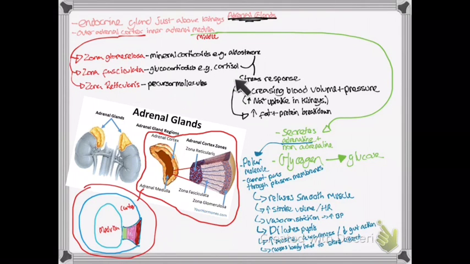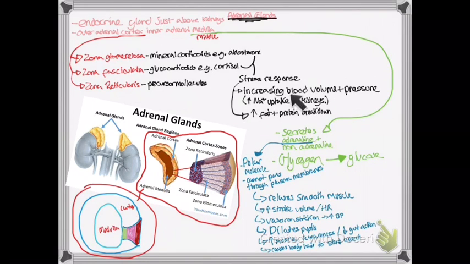So aldosterone and cortisol cause the stress response. They increase sodium uptake within the kidneys. So sodium moves out of the nephron, causing there to be a high water potential in the collecting duct. Hence, more water is reabsorbed and less is put in the urine, which increases blood volume and pressure. Okay, so the more water that we reabsorb, the more blood pressure we're going to get, of course.